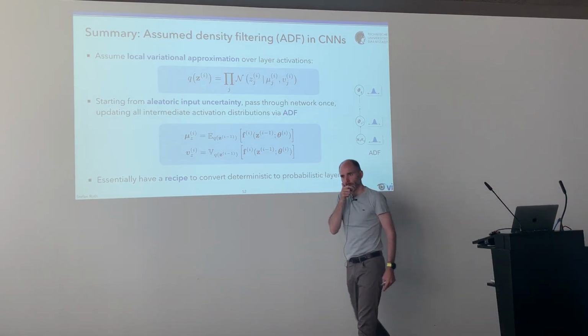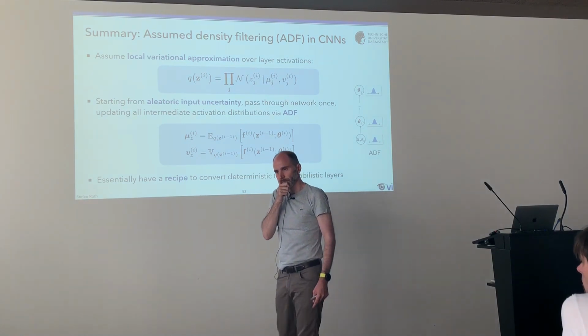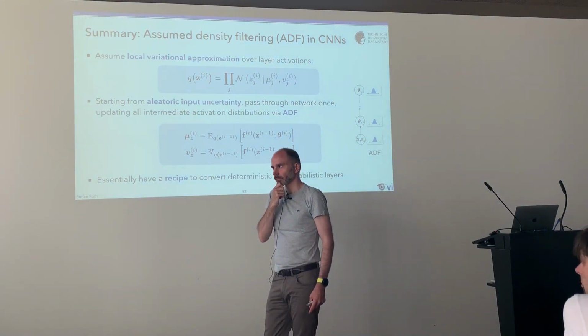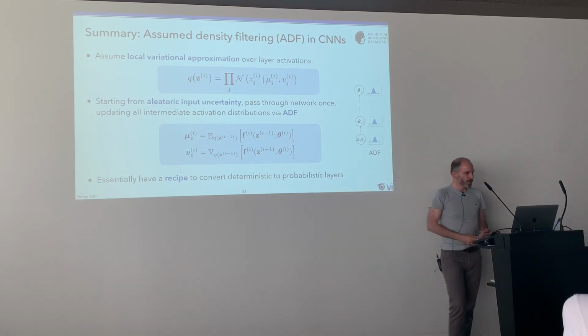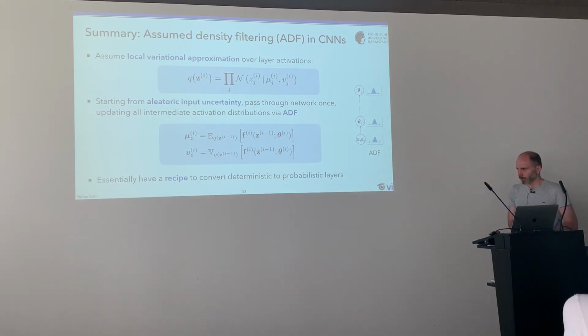Yes, question? Does this consider the covariance between different activations? Because there will be extremely big, right? Right, so the question was, does it look into the covariance between different activations? No. You just model a diagonal covariance, if you will, so individual variances of the nodes. Otherwise it would be infeasible.